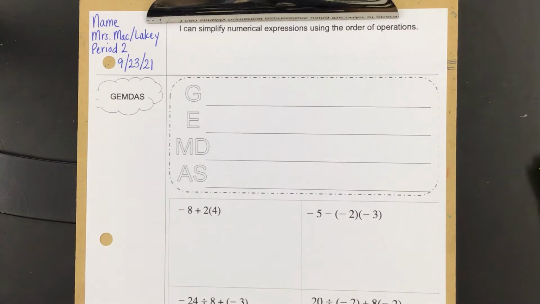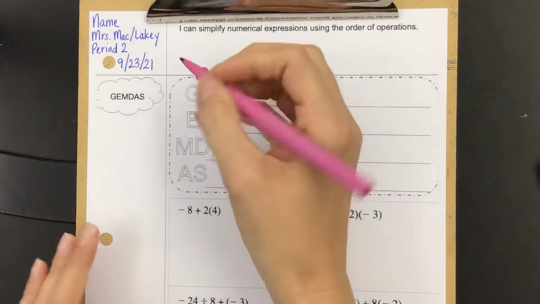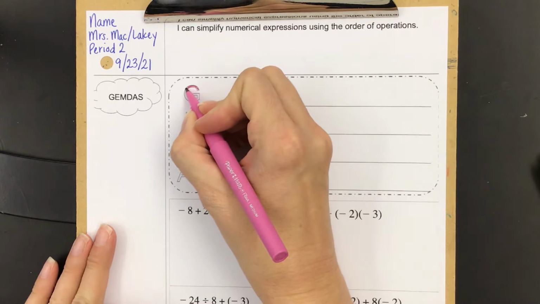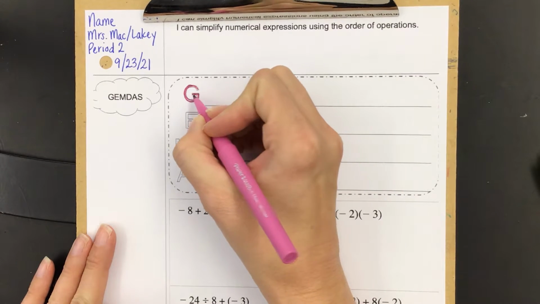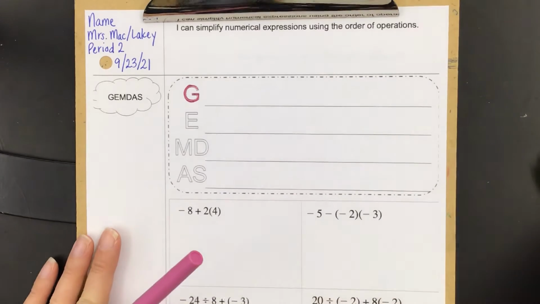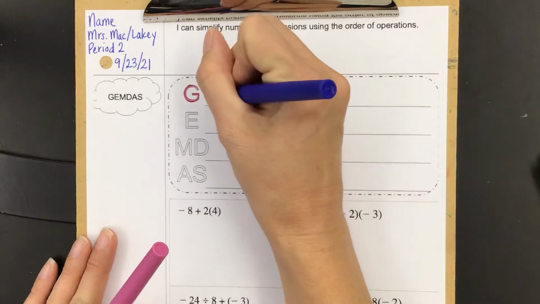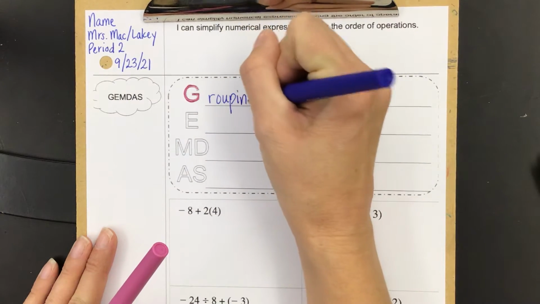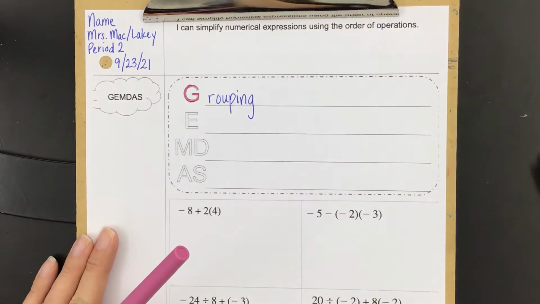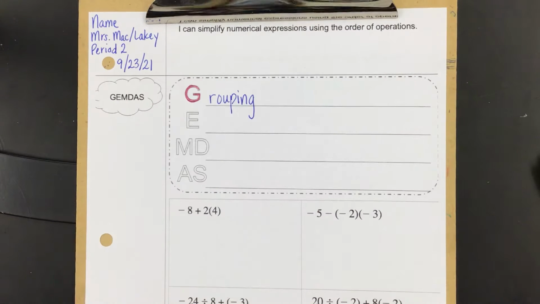Right, so before we get started on actually solving these problems, I want to make sure we know what the order of operations is. Our G is going to stand for grouping. And we actually are not going to talk about grouping today. I just want you to be aware that that is always the first step when you're simplifying expressions, okay?